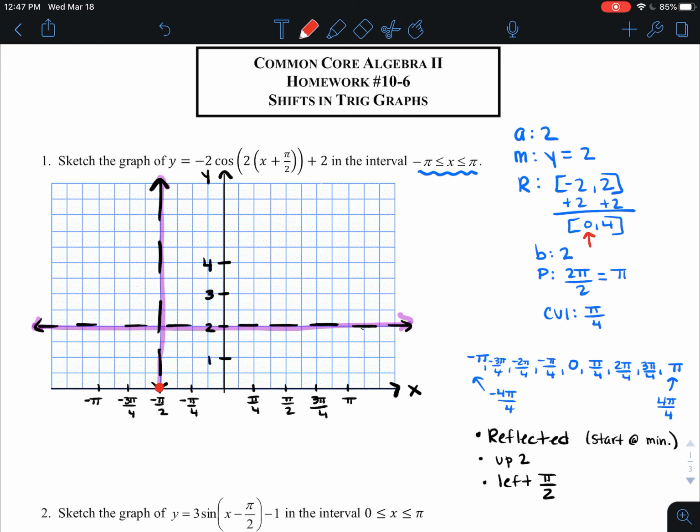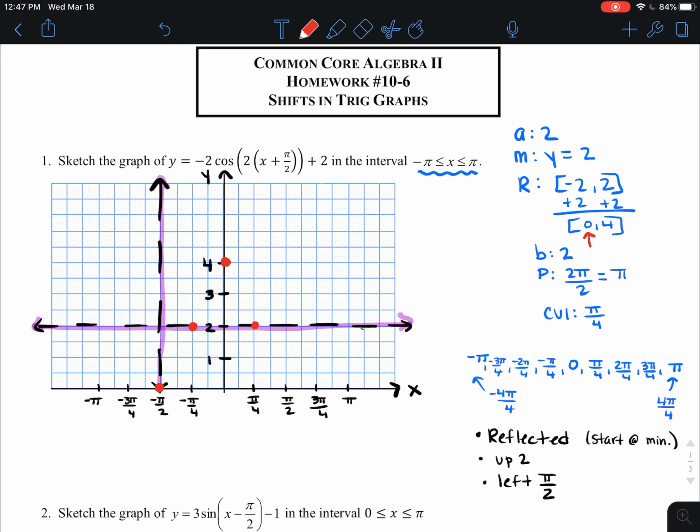Now, if that's my starting point, cosine would then go to its next critical value. Again, when we talk about where the curves go from their starting point, we're always talking from left to right. If you have to plot something to the left side of that, I always do that after I work from left to right. So if we're starting at the minimum at negative pi over 2, comma 0, we're now going to go to the middle. So at negative pi over 4, the next critical value, we're going to come up to the middle, which is at 2. Then from there, the next critical value would be 0, so I'm going to go up to the maximum, which is 4.